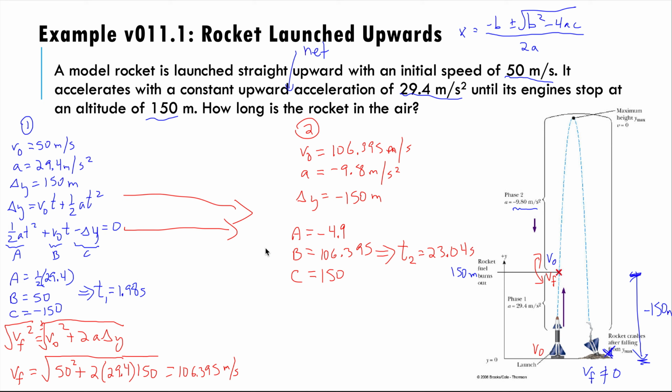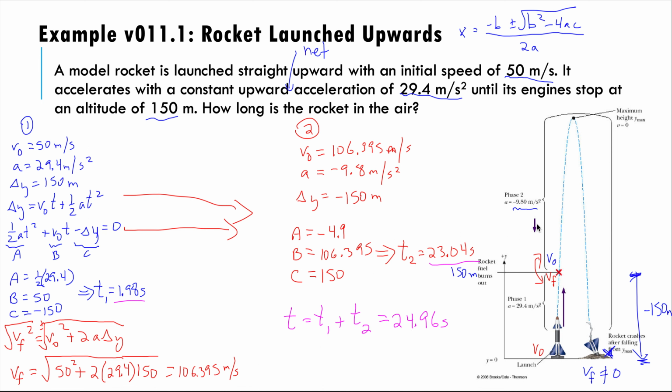So now we know that our final answer, we're just going to add the 2 times together. T1 plus t2 will give us the total time. 1.98 seconds plus 23.04 seconds is going to give us 24.96 seconds. So that's our final answer for the total time in the air.